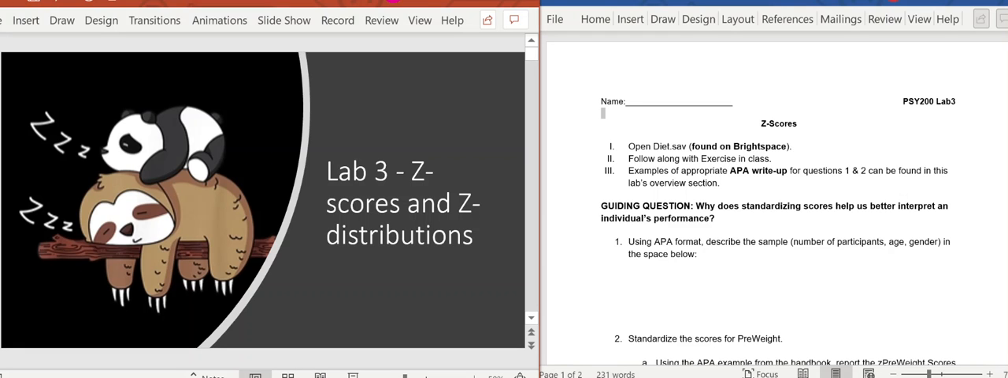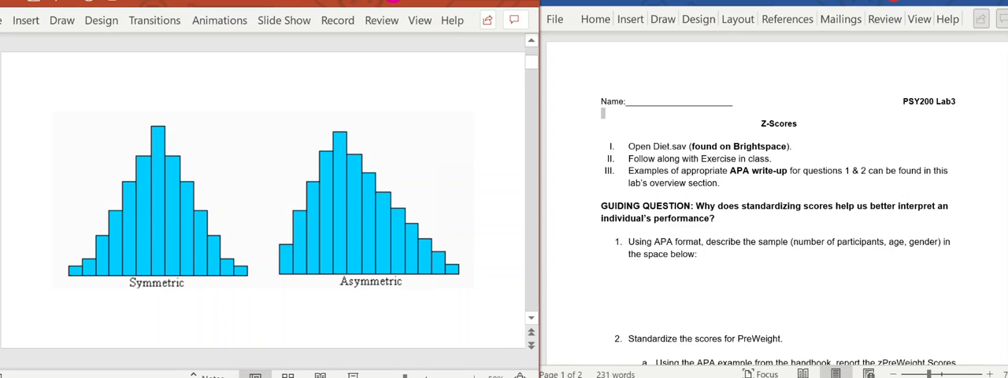So today we are going to talk about z-scores and z-distributions. It's not exactly the z's that you see here in this picture, but those are nice as well. So what do I mean by this?